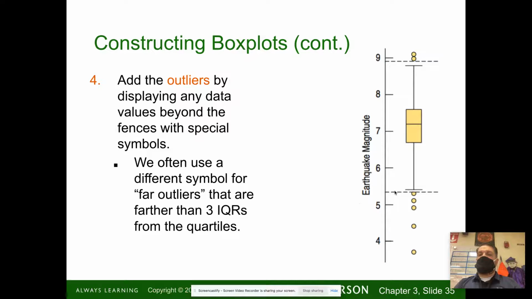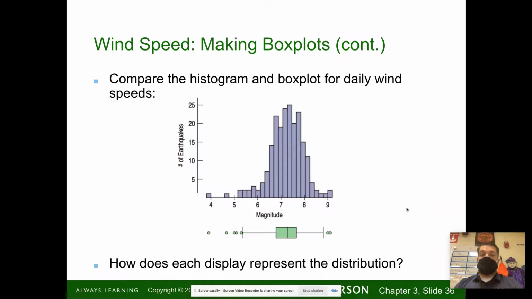And then lastly, this is where the whisker kind of thing comes from. Any data point that's outside that, you just put a dot, okay? And your calculators will do this for you automatically.